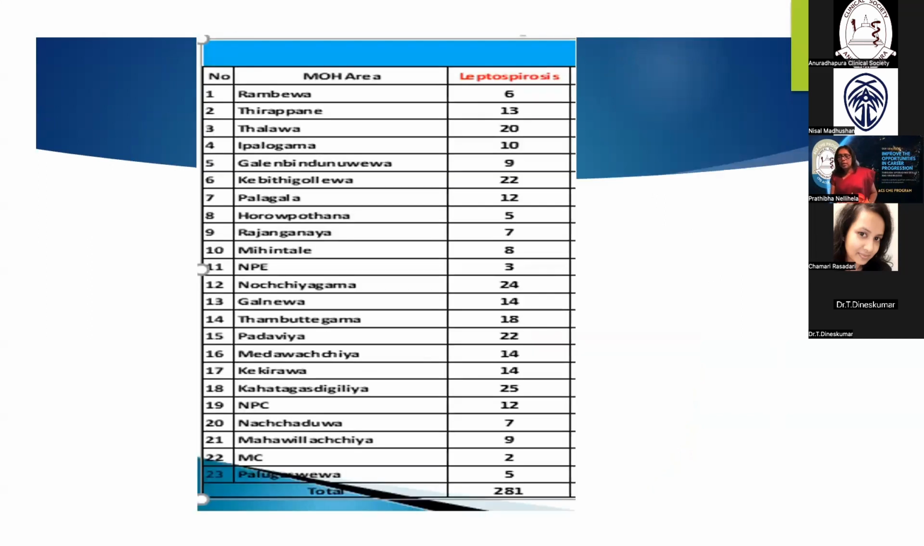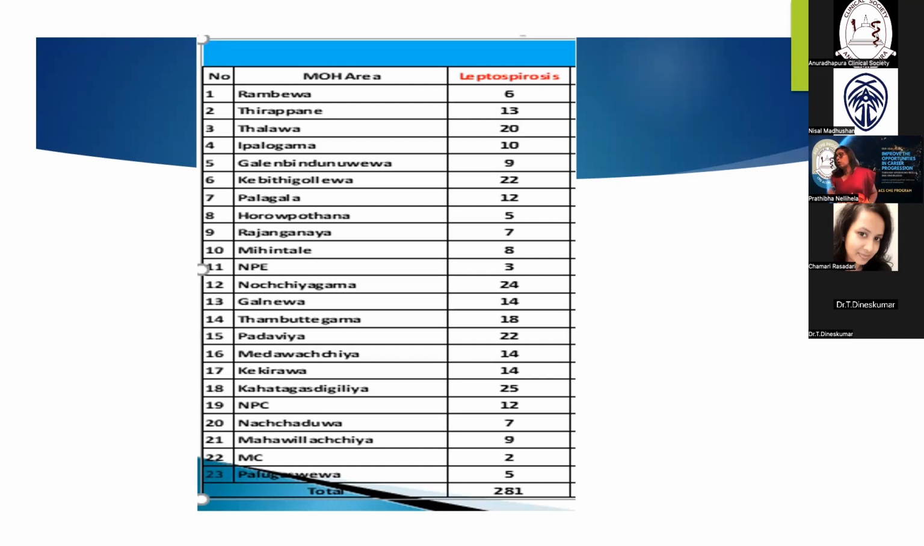Here, this is the distribution of MOHs. We have 23 MOHs including municipal council. So here we can see what are the major MOHs where we see leptospirosis, especially Talava, Ipalogama, then Kabithikollava, Palagala, and those are the numbers with Nochiagama 24 cases, then Tambuttegama 22 cases, then Kahatakastigilya 25 cases.